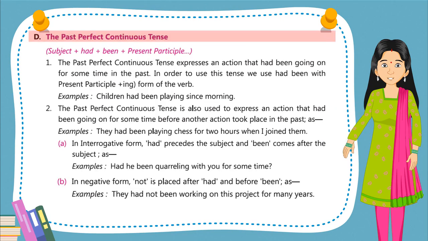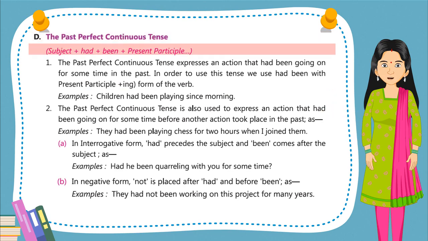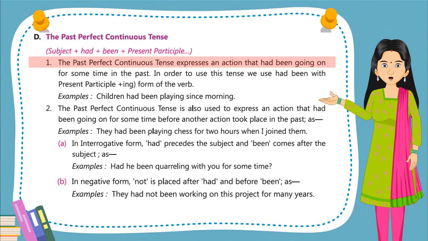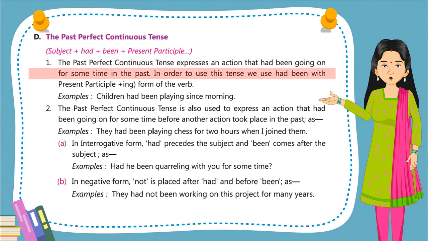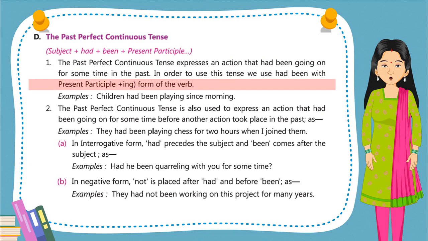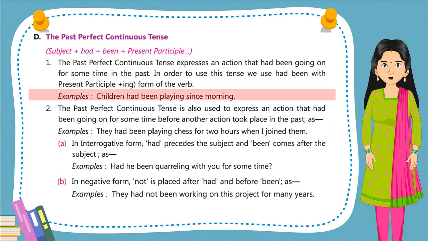D. The past perfect continuous tense. Subject plus had plus been plus present participle. 1. The past perfect continuous tense expresses an action that had been going on for some time in the past. In order to use this tense, we use had been with the present participle, the verb plus ing form. Examples, children had been playing since morning.